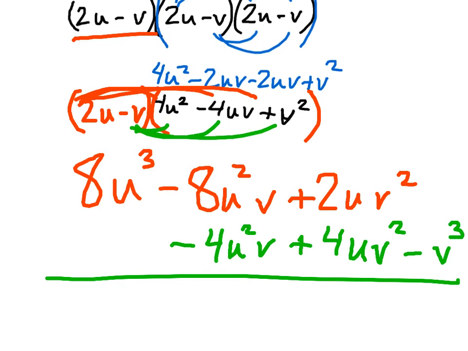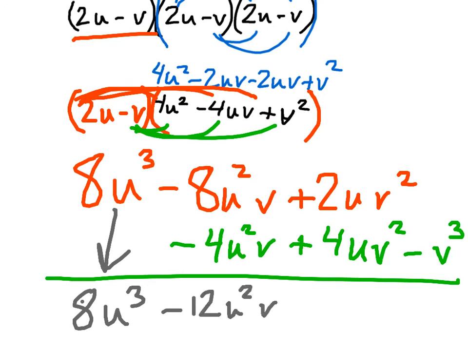So the reason I stack the like terms that way is so I can pull just kind of in an adding kind of way. Now I have 8u cubed. This is minus 12u squared v. Notice the powers aren't changing because I'm just dealing with coefficients when combining like terms here. Plus 6uv squared minus v cubed brings us to the end.